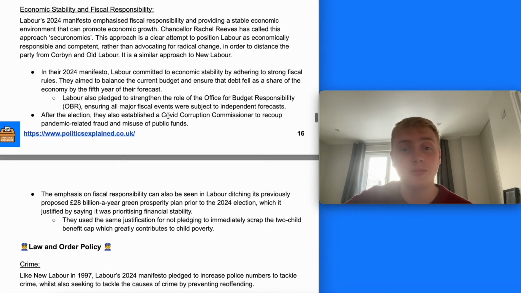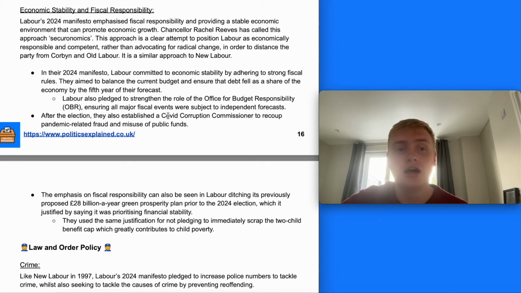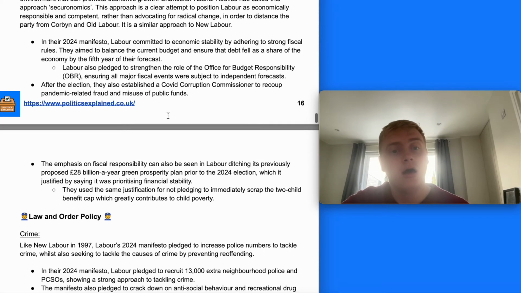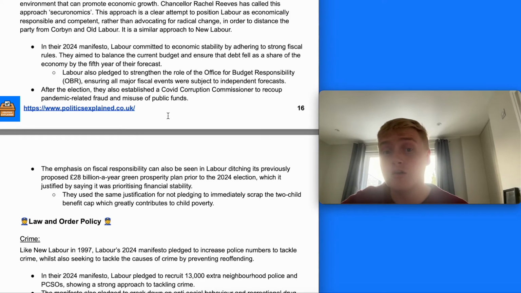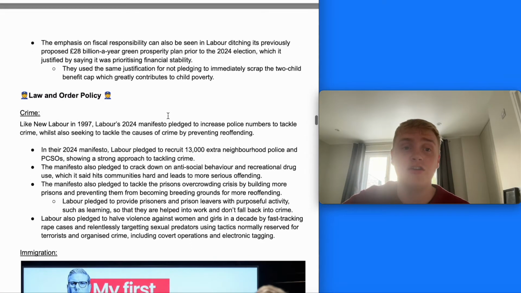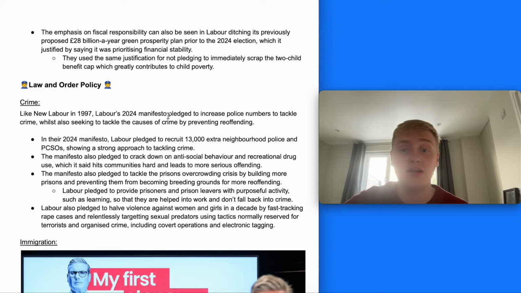So they committed to economic stability by adhering to strong fiscal rules, aiming to balance the current budget and ensure that the debt fell as a share of the economy by the fifth year of their forecast. They also pledged to strengthen the role of the Office for Budget Responsibility, which Liz Truss had largely ignored, ensuring all major fiscal events were subject to independent forecasts. After the election, they also established a COVID corruption commissioner to recoup pandemic-related fraud and misuse of public funds. And this emphasis on fiscal responsibility can also be seen in what they didn't do.